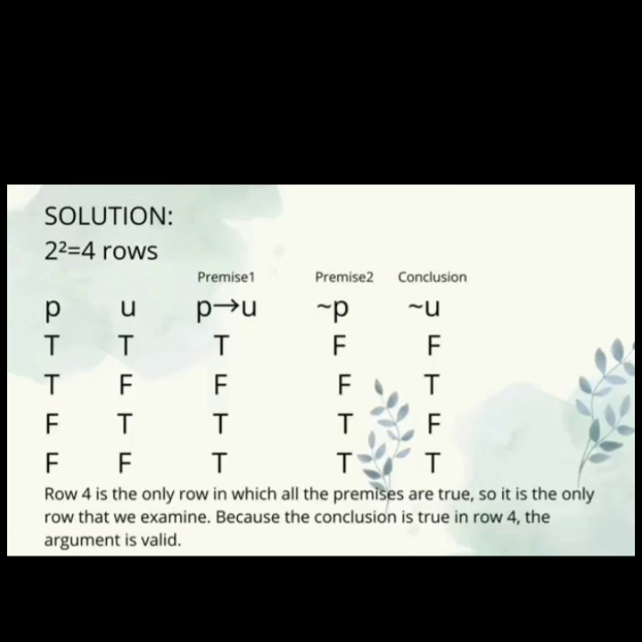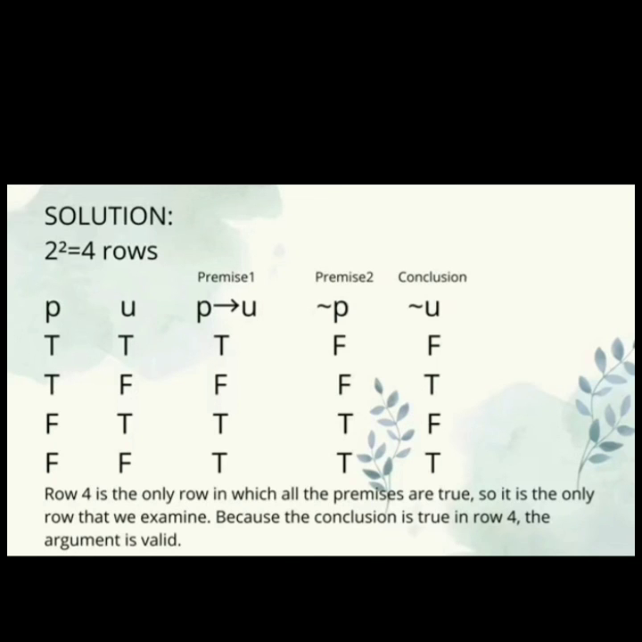So for our solution, we have two symbolic forms, which are P and U. So we're going to solve it as 2 raised to the power of 2 equals 4. So we have 4 rows. For our P, we have true, true, false, false. For our U, we have true, false, true, false.